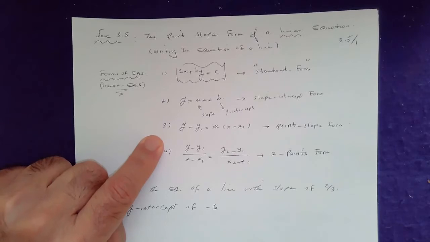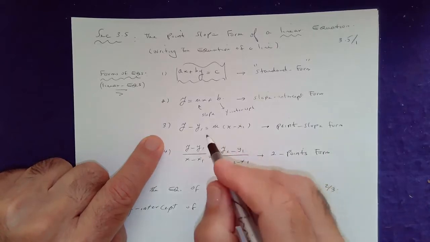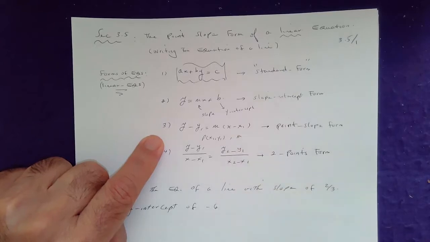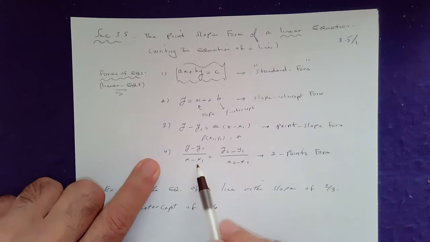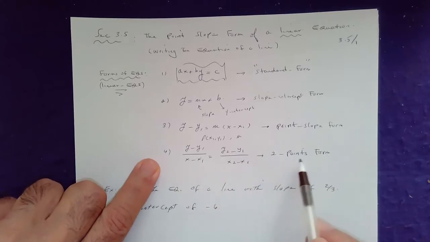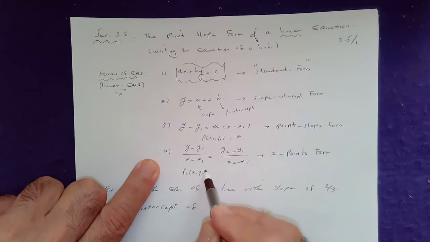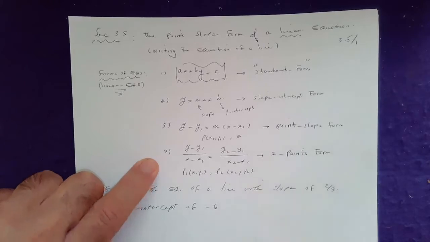The third form of a line equation is called point-slope form. Notice the point is x1, y1, and the slope is m, therefore the name point-slope form. The fourth form is called two-points form, and the points are x1, y1, and x2, y2.